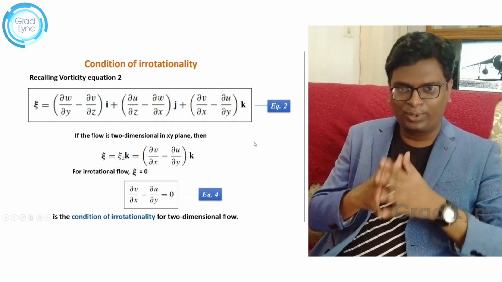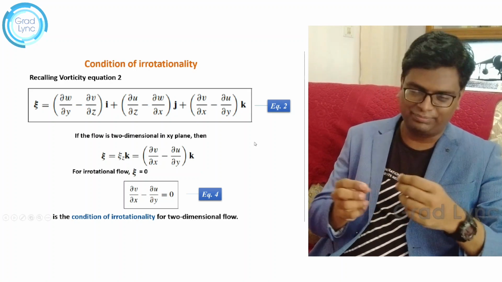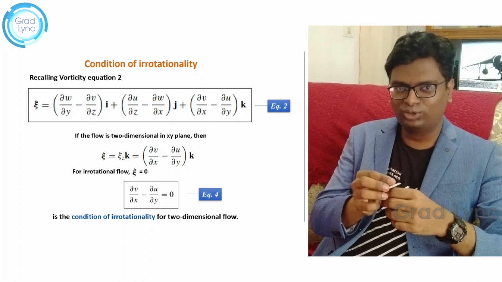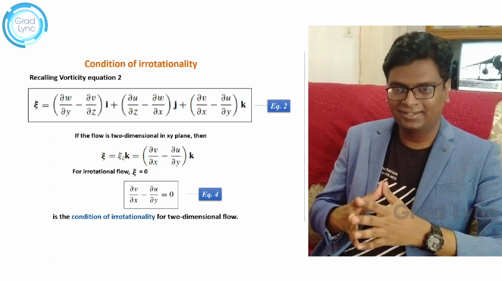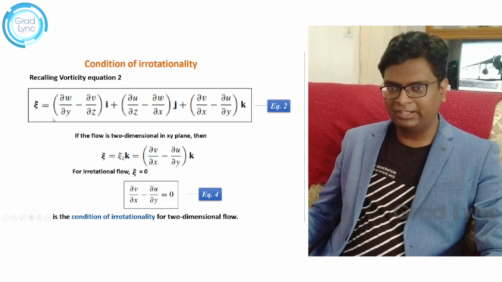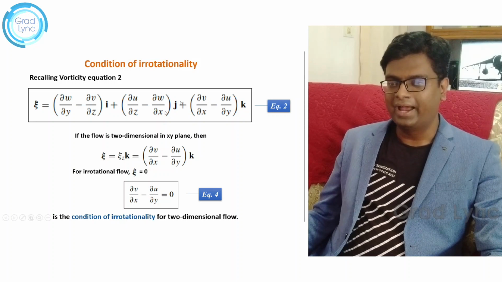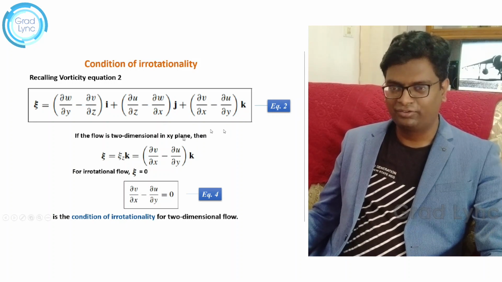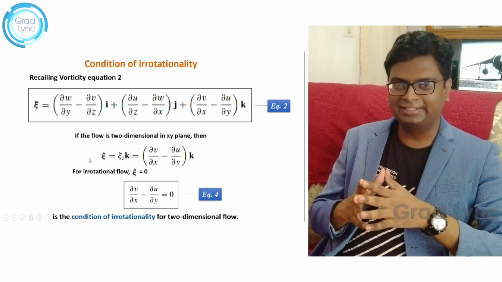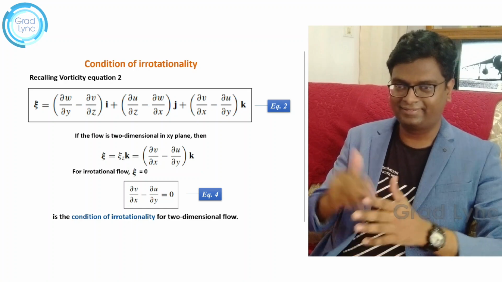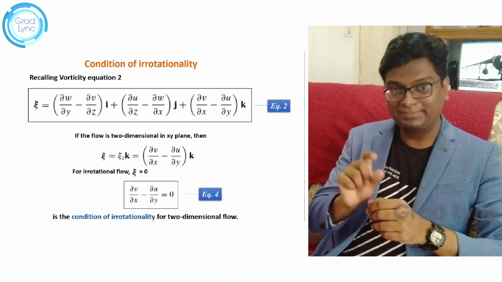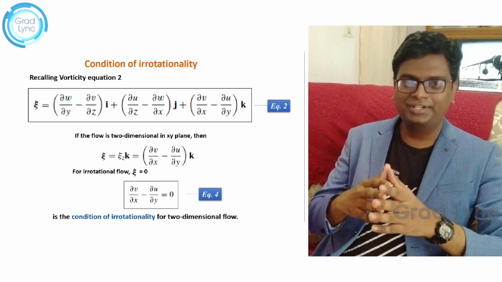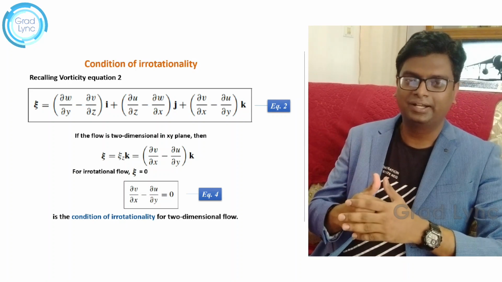Now if the flow is two-dimensional in the xy plane, which means the fluid element is allowed to move only in x and y directions, what happens to the net vorticity then? Both the vorticity in the x direction and the vorticity in the y direction become 0, and only the vorticity in the z direction remains. So the net vorticity for a two-dimensional flow is nothing but ∂v/∂x, the change in velocity v with respect to x, minus ∂u/∂y, the change in velocity u with respect to y, right?